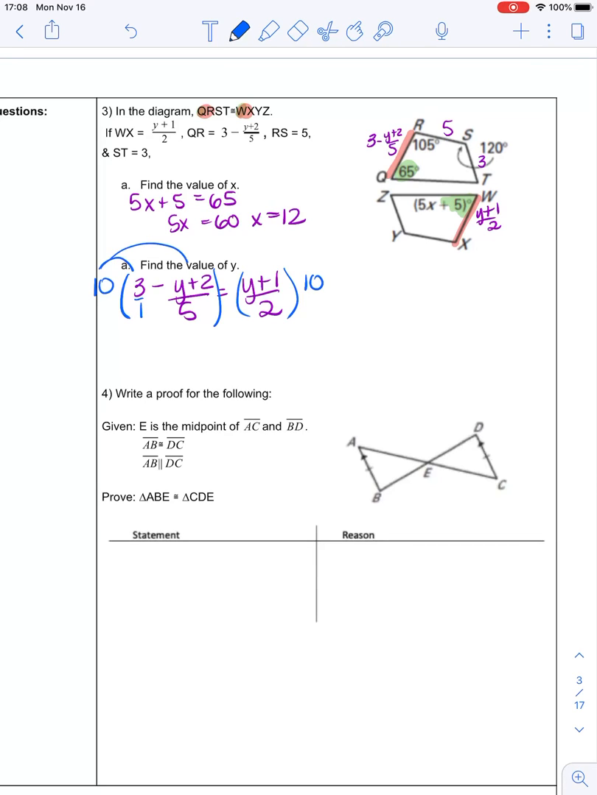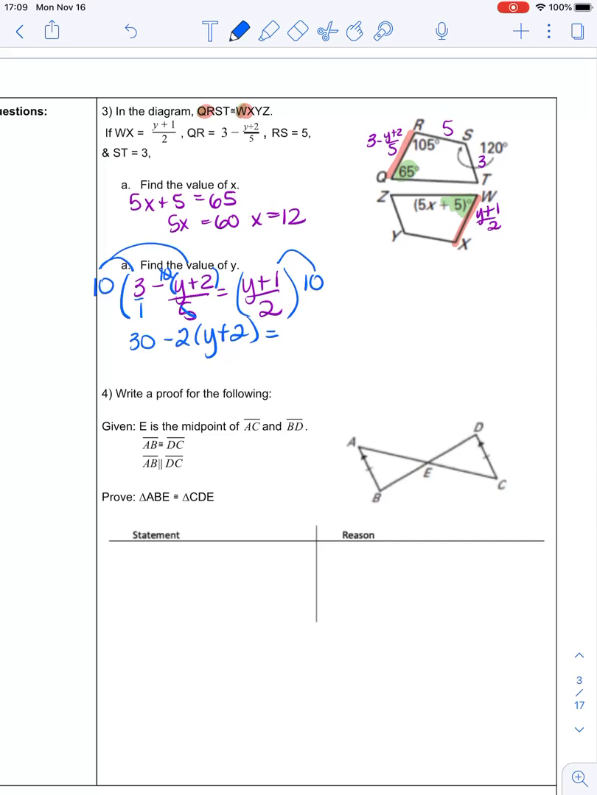So if I multiply by 10 on both sides, and then distribute, don't forget to distribute and be really careful here. You might put parentheses around that y plus 2. We have 10 times 3 is 30, and then minus 10 times y plus 2 over 5. So when you distribute that 10, this 5 and this 10 are going to cancel out, and you're going to be left with 2 times y plus 2, but don't forget those parentheses still.